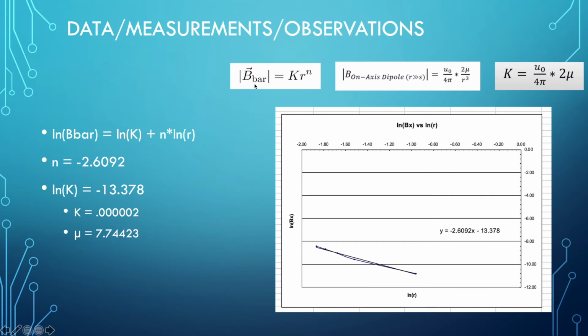So we have this equation that the magnitude of the magnetic field due to the bar magnet equals k times r to the n. And so when you take the ln of both sides, you get that ln of the magnetic field due to the bar magnet equals ln k plus n times ln r. So in this situation right here, negative 2.6092 is our n, and negative 13.378 is ln k. So from there, you can solve for k, and you can solve for mu, because we know we're talking about an on-axis dipole. So k equals mu naught over 4 pi times 2 mu. So by knowing k, we can solve for mu.